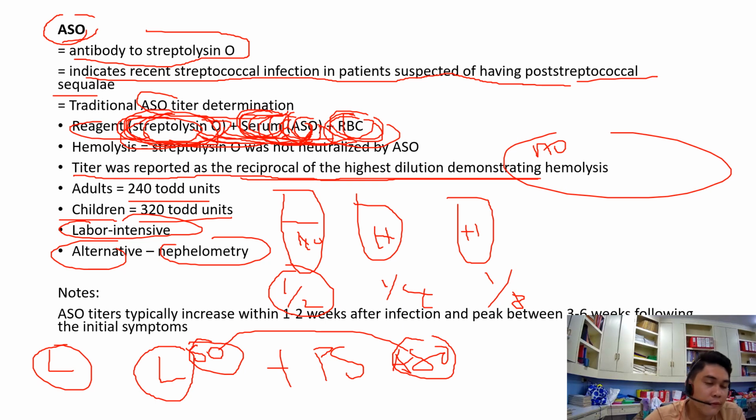And after the reaction, you have the antigen-antibody complex formation. And it will show agglutination. Okay, so if there's agglutination, meaning the result is positive for ASO. And you can also perform serial dilution to this one to measure the titer.